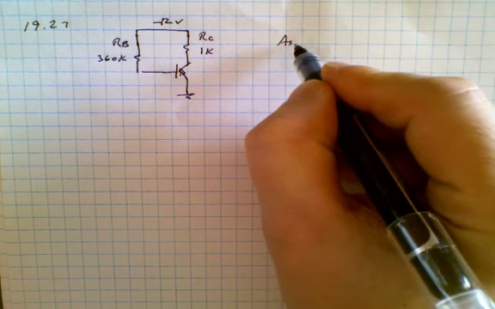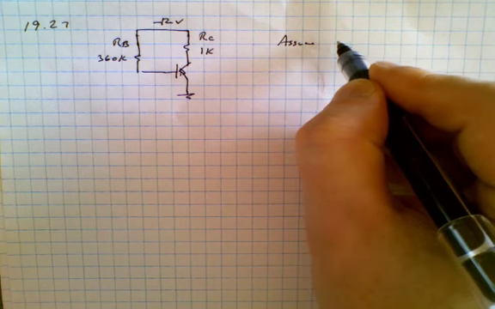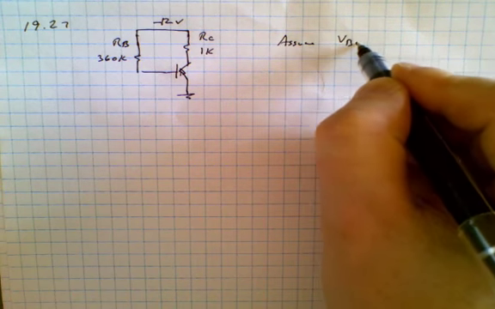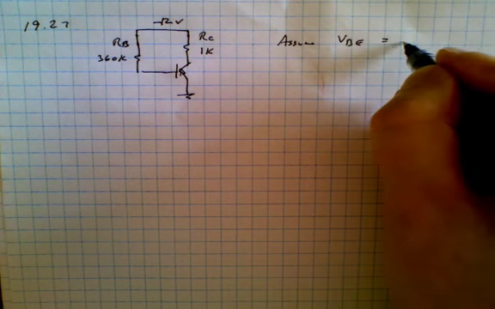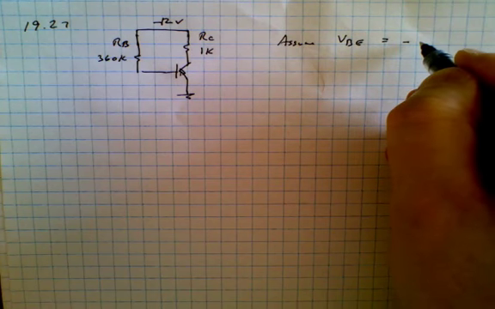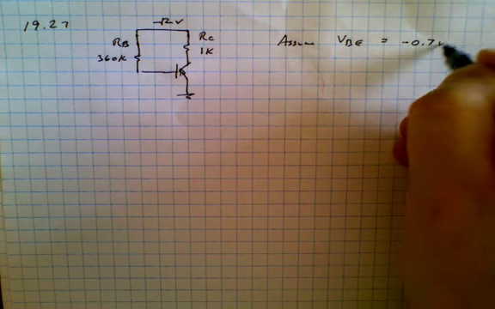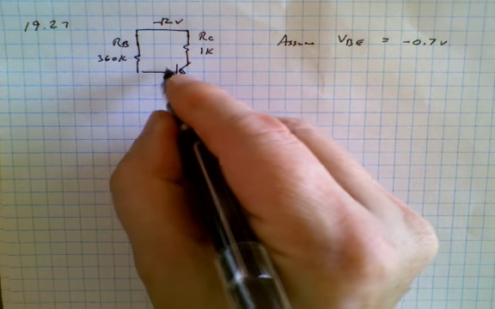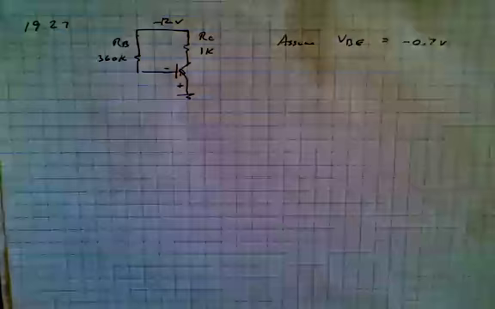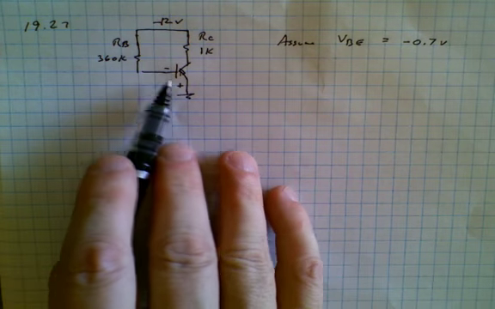And so we're going to assume that the voltage from base to emitter is 0.7 volts. Now in this case, it will be minus 0.7 volts, and the reason is because it is a PNP transistor. So it's minus 0.7 volts from the base to the emitter.